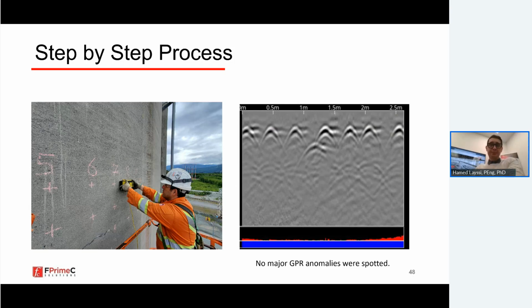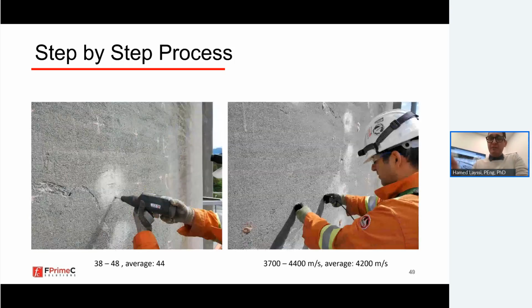Now, we wanted to rule out whether this is a concrete quality problem. So we performed ultrasonic pulse velocity and the Schmidt hammer for uniformity assessment, to see if the concrete is good quality or not.